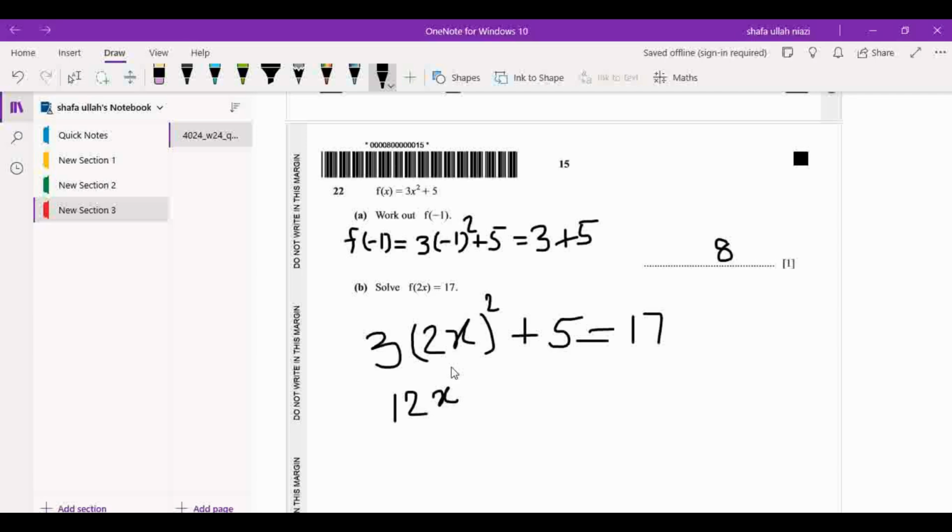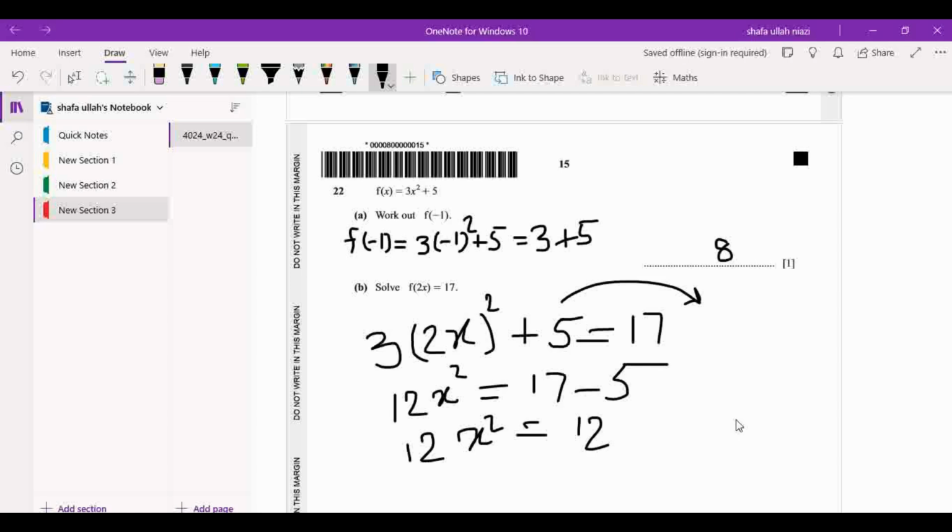x square is equal to, 5 is shifted to this side, so this will be 17 minus 5. 17 minus 5 is 12. So we get 12 x square is equal to 17 minus 5, which is 12.